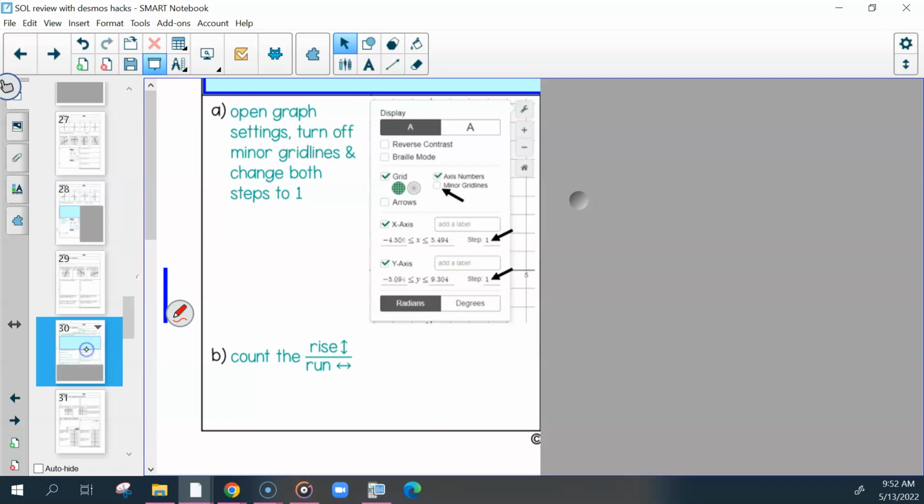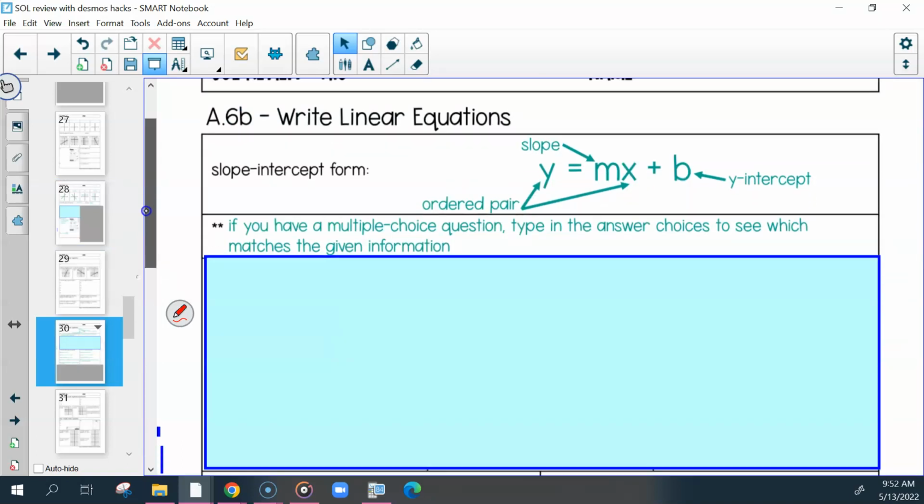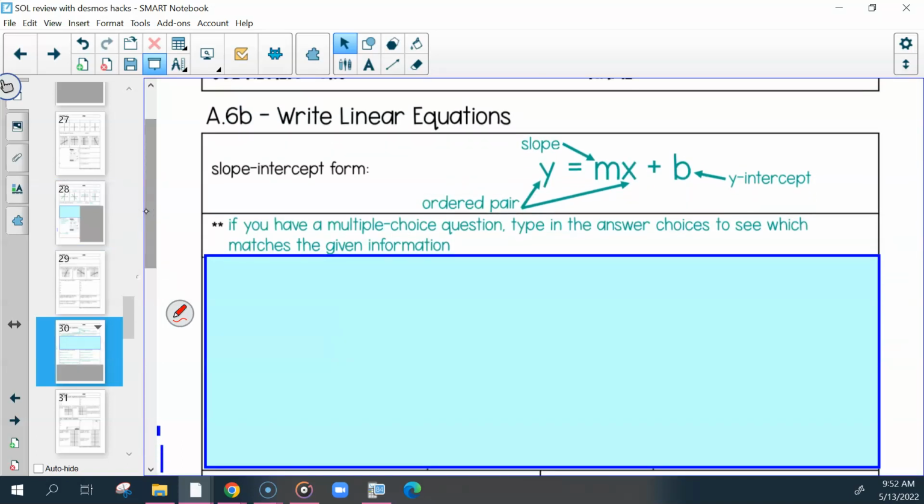On the next page. This one is about writing linear equations, so you have to know your slope-intercept form. Y equals mx plus b, where m is the slope, b is the y-intercept. Y and x are usually your ordered pair. If you have a multiple choice question, type in the answer choices to see which matches the given information.